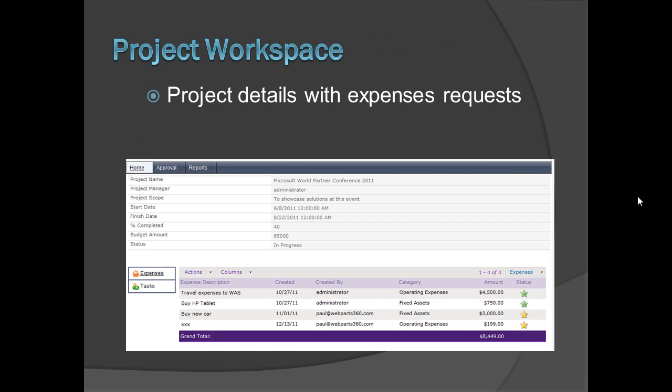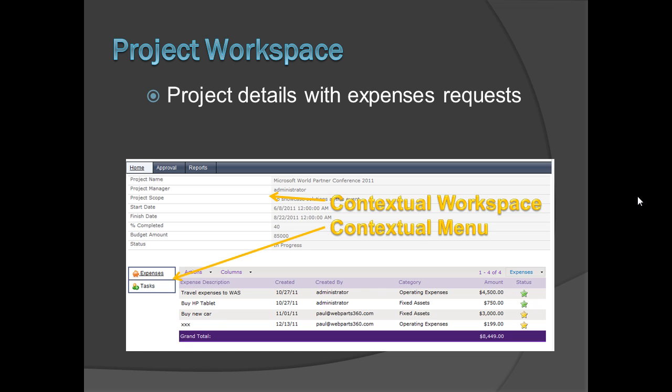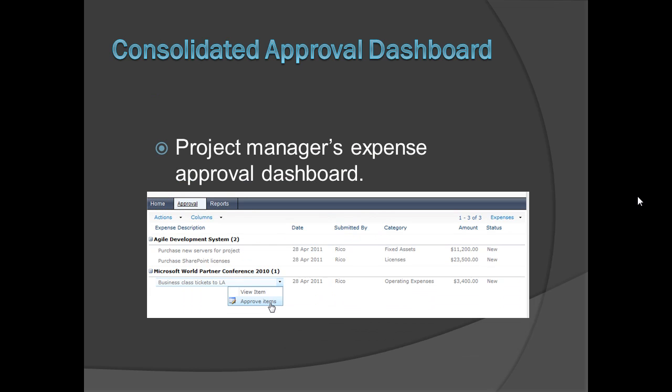SharePoint to provide. Now, when we look at the detail of the project workspace, it allows you to drill down where you show only details for a selected project. And you will have the menu, which also shows you only things for that selected project. And yet, at the same time, it will be able to consolidate all your expense requests across all projects.